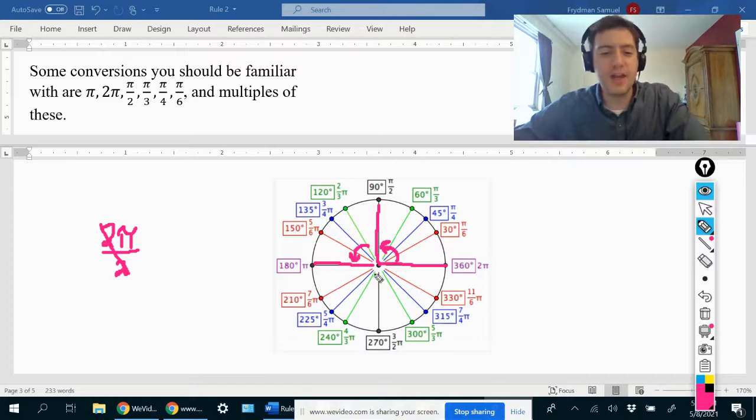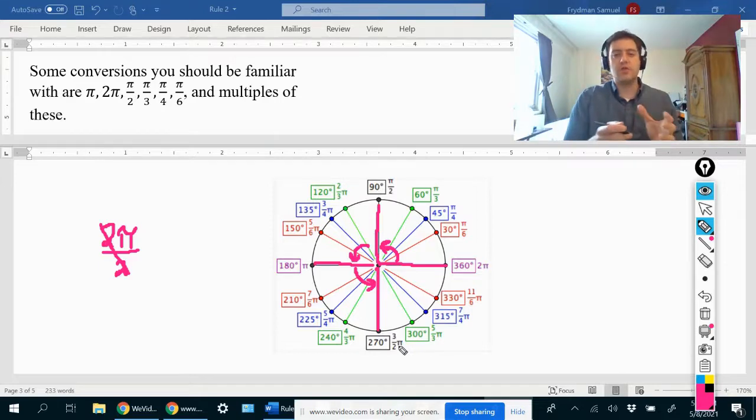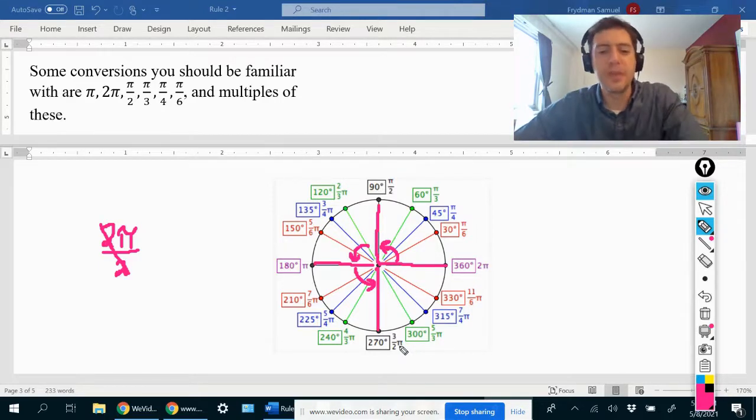All right, so if I add another pi over 2, then now I have 3 pi over 2. 3 halves pi is the same thing as writing 3 pi over 2. And that would be another 90 degrees added to this. So 180 degrees plus another 90 degrees is 270 degrees.